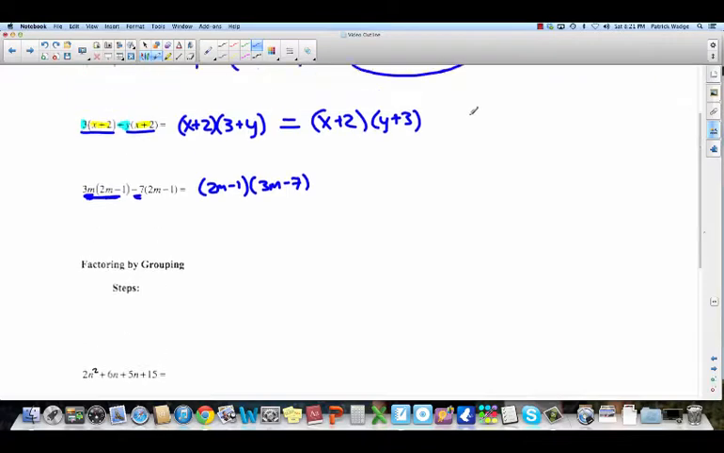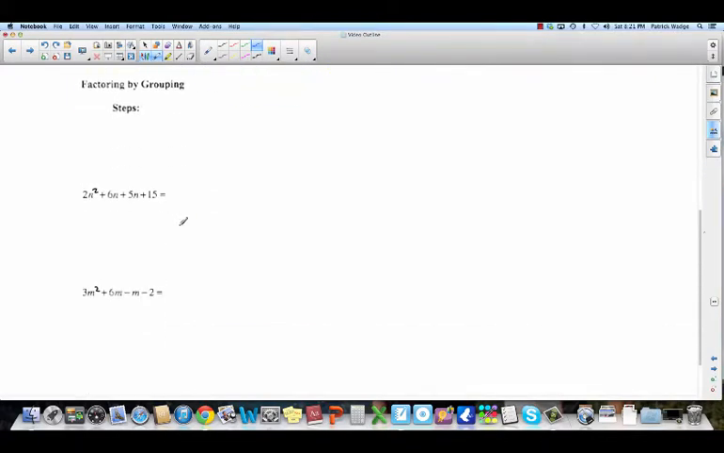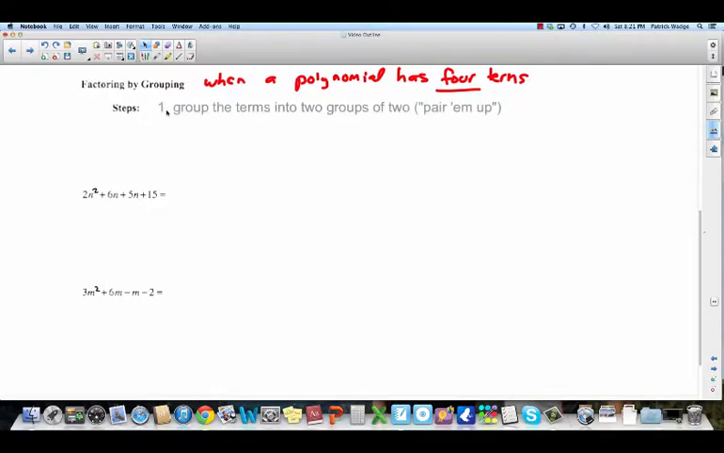Okay, factoring by grouping. These last two questions lead up to factoring by grouping. This is where you have 4 terms to factor. You can't always do it, but often you can, so you should look for it to see if you can. Here are the steps for factoring by grouping. First step, group the terms into 2 groups of 2. The way I say it is pair them up. Second step, factor out the GCF in each pair. And the third step, remove the common factor.